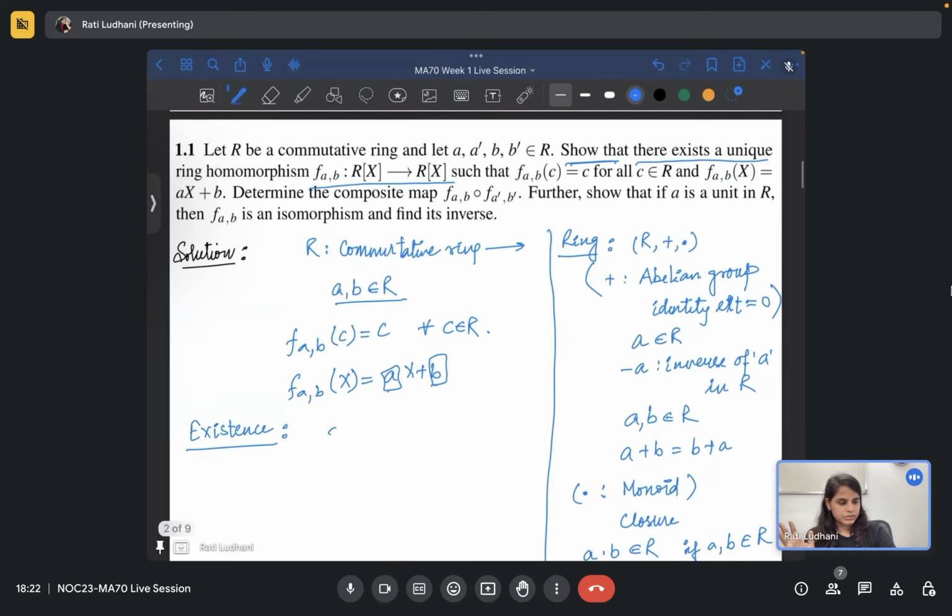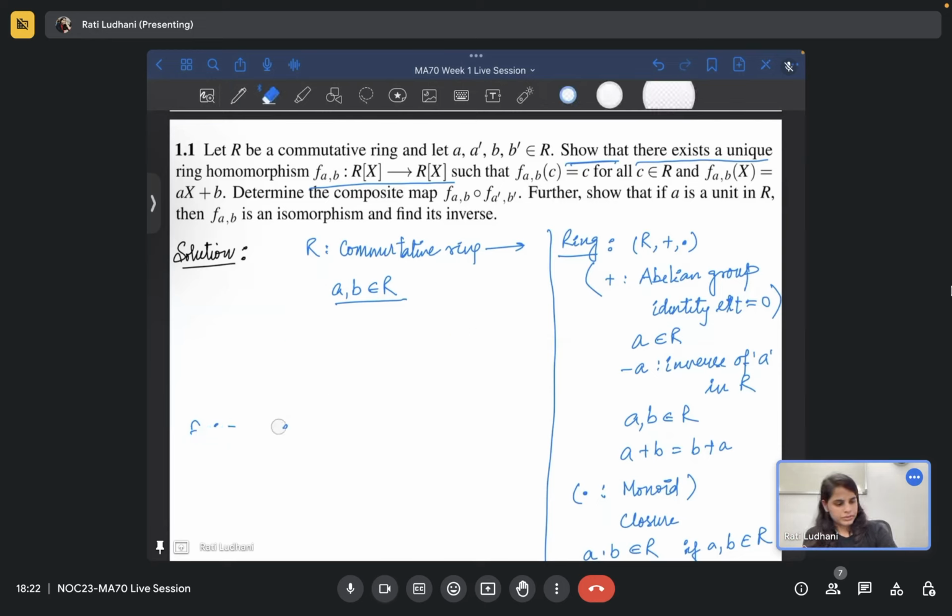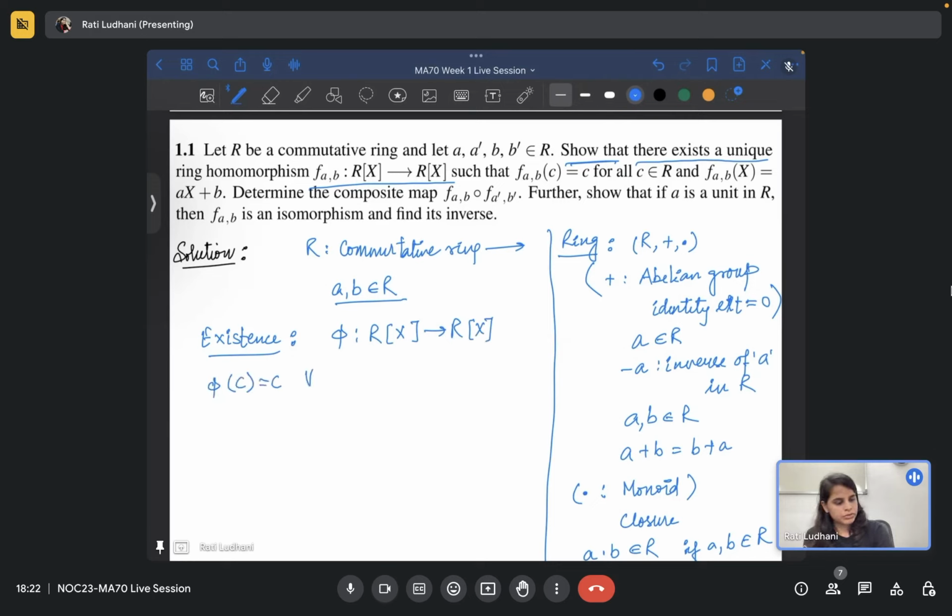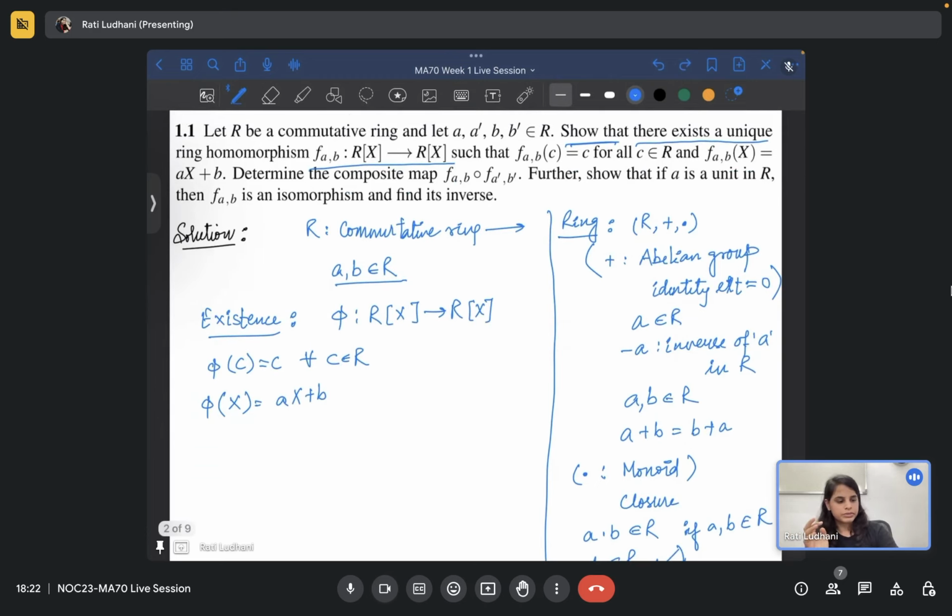So we need to construct some phi, phi from R[x] to R[x], such that these two properties hold: phi of c is equal to c for all c belonging to R, and phi of x is equal to ax plus b. It's not for all, it just maps x to ax plus b. So two properties we require to define phi.